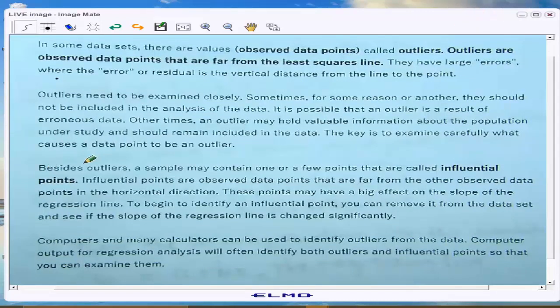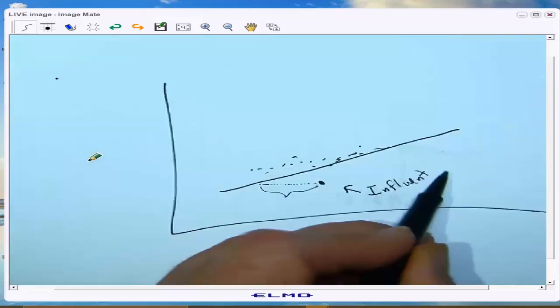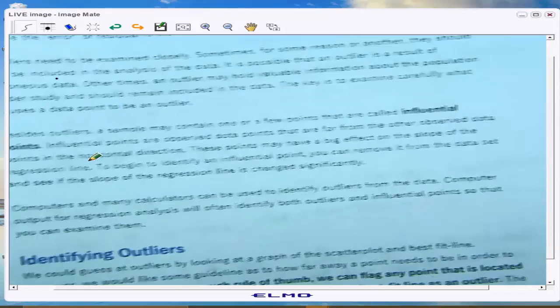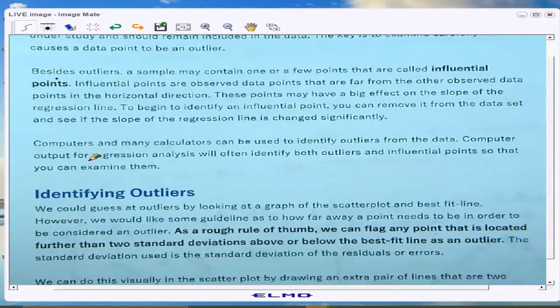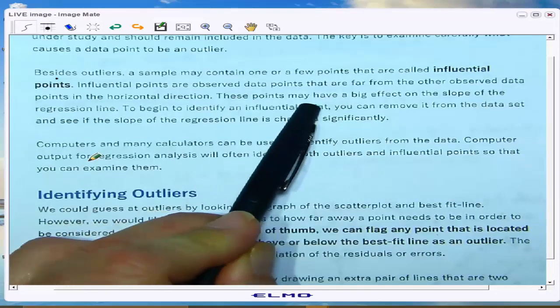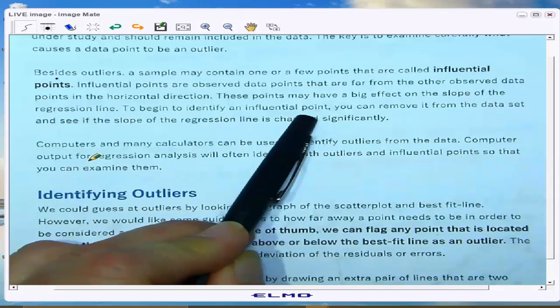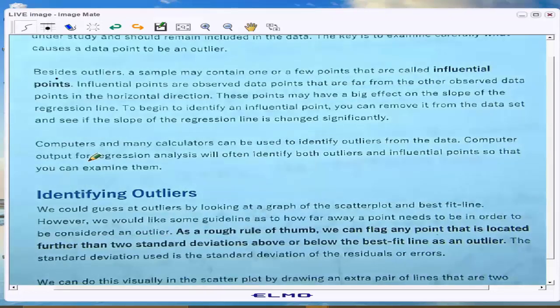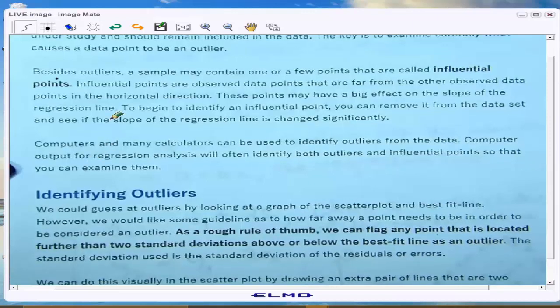Besides outliers, a sample can also contain one or a few points called influential points. Influential points are observed data points that are far away from the other observed data points in the horizontal direction. These points can have a big effect on the slope of the regression line. To begin to identify an influential point, you need to remove it from the data set and see if the slope of the regression line has changed significantly. In practice, we use computers, software, and even calculators to identify outliers and influential points.